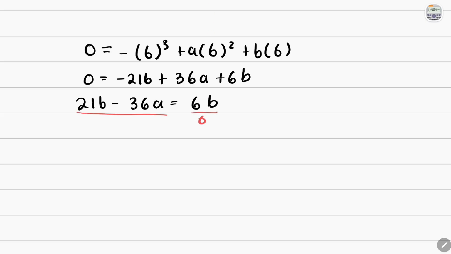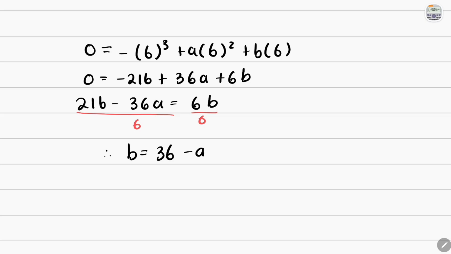And they're all divisible by 6. So if we divide both hand sides of this equation by 6, b is equal to this divided by 6. If you say 6 cubed divided by 6, that's 6 squared, which is 36. And 36 is 6 squared, so 6 squared divided by 6 is 6.